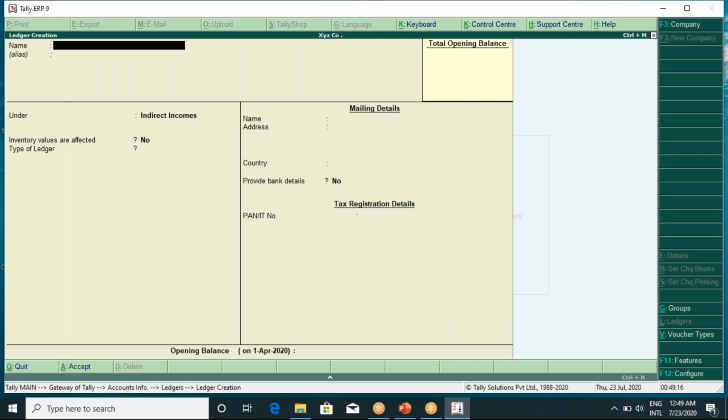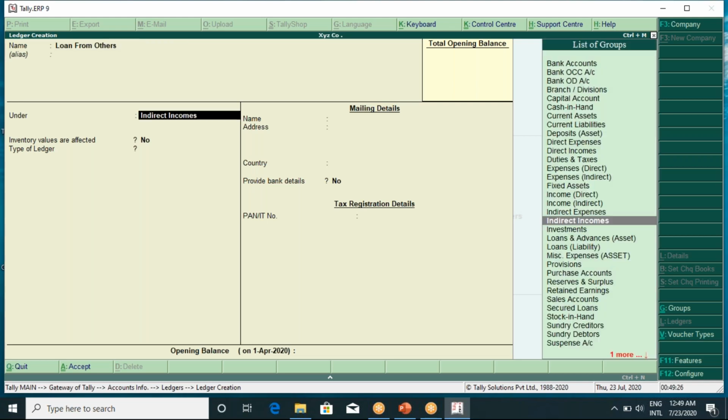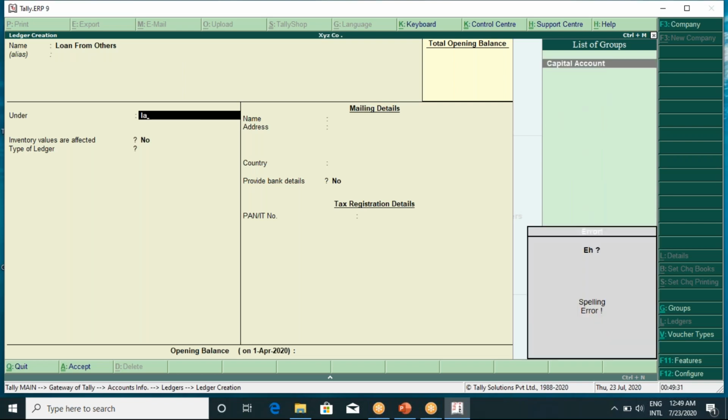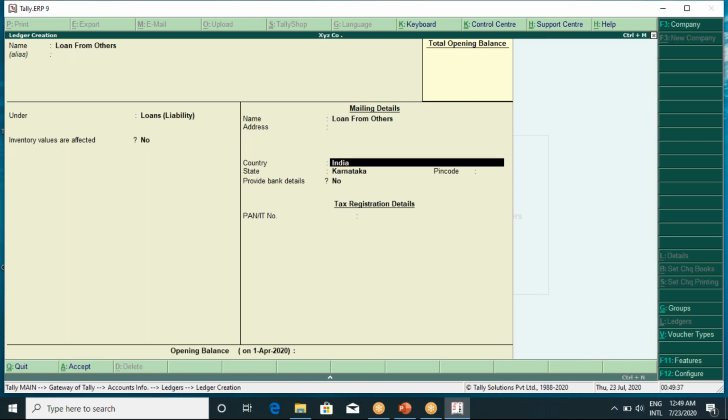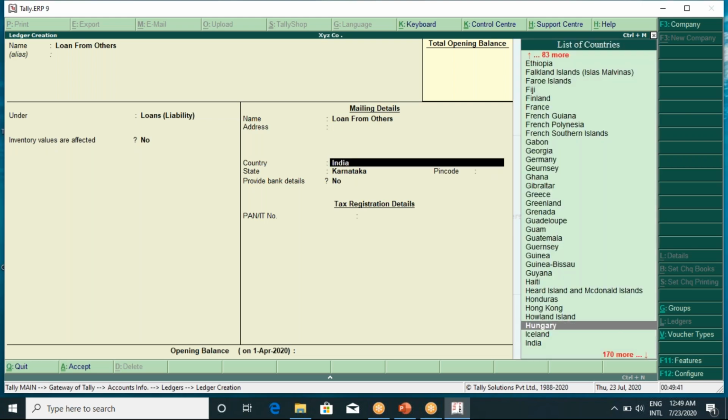Okay. Next one, loan from others. If you have taken a loan from someone, that should be treated as a loan. So this comes under loan liability. Loan liability, it is optional. You can mention the address of where you took the loan from. So it is optional.